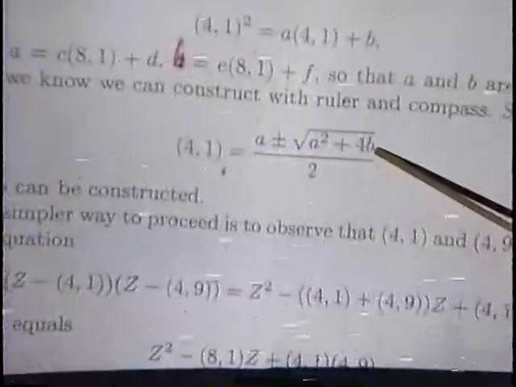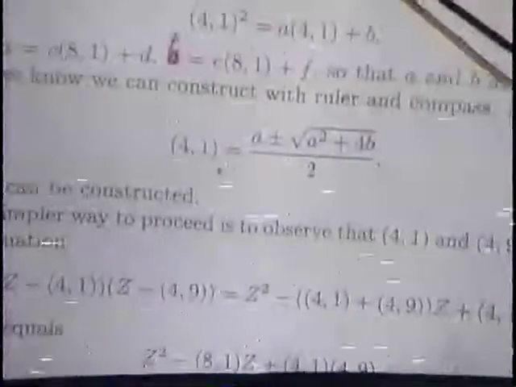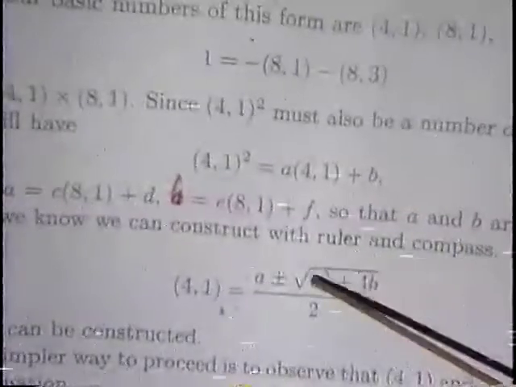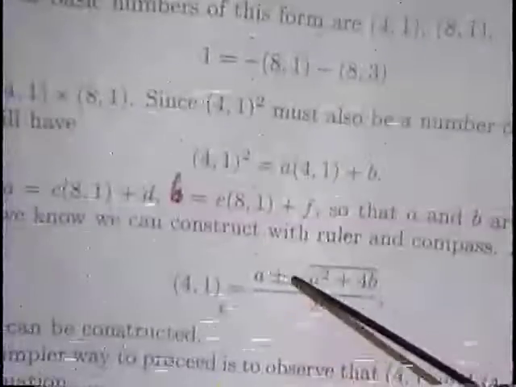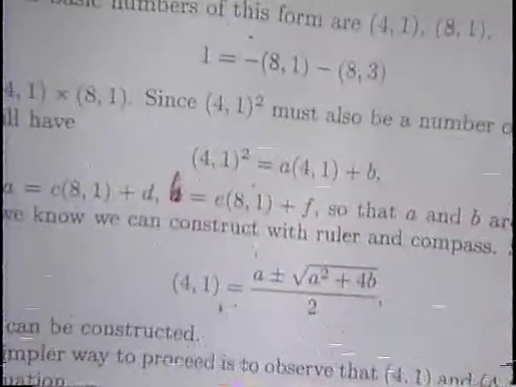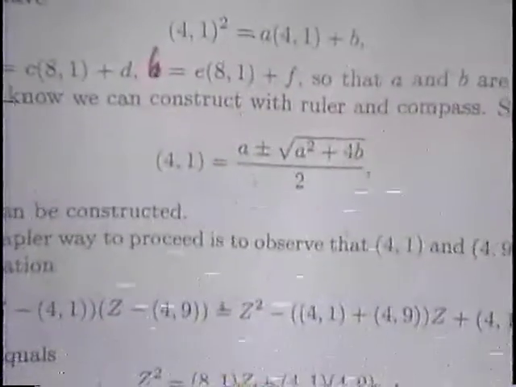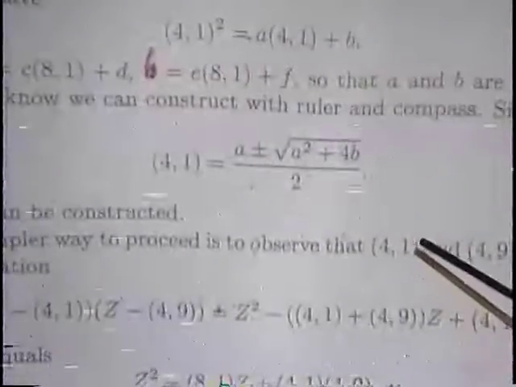I'm going to be extracting a square root in which this is a number formed from 8,1 and 8,3. So I'm going to be extracting a square root of something which is more complicated than what I've already found at the first stage. So this is the second. So rather than go through that process, I do something just a little bit different.